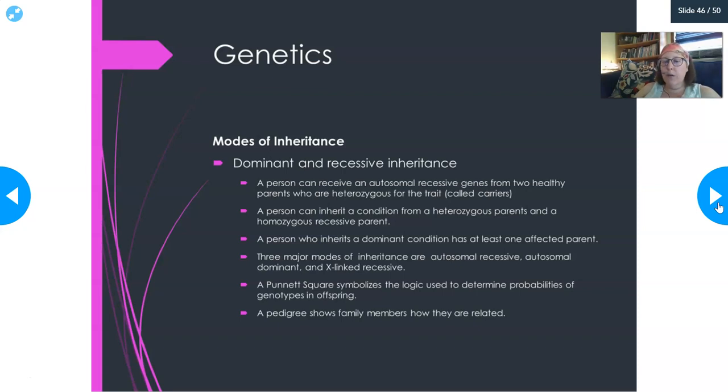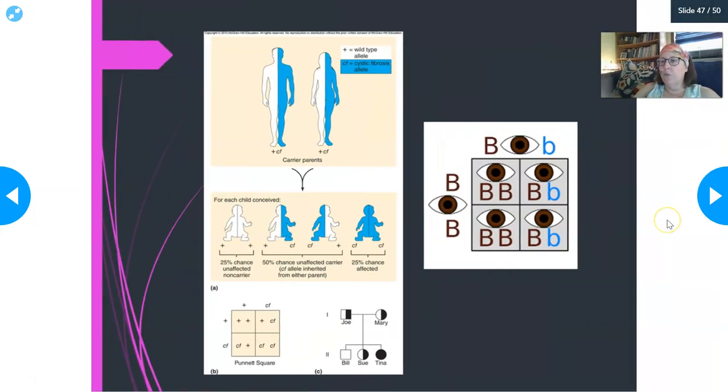A Punnett square will symbolize the logic used to determine the probabilities of genotypes in an offspring. I'm going to show you that. And a pedigree shows the family members, how they're related, and maybe who has what, like maybe genetically, if you're following a certain trait through the family. So let's use, like, this is cystic fibrosis. It follows the same kind of pattern as sickle cell.